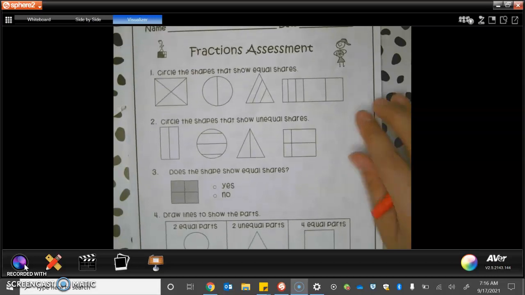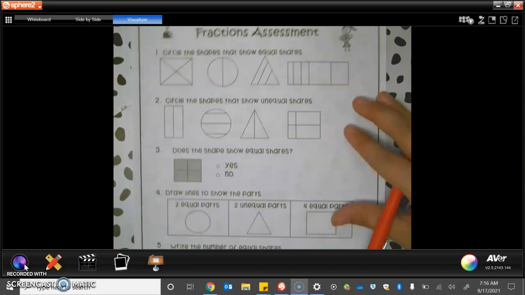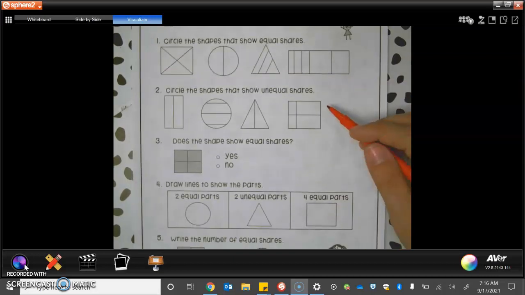And whenever you're done with the question, you can pause the video and hit play whenever you're ready for the next question. So if you're not done with number 1 or 2, you need to pause the video, complete those 2 problems, and then get ready for number 3.